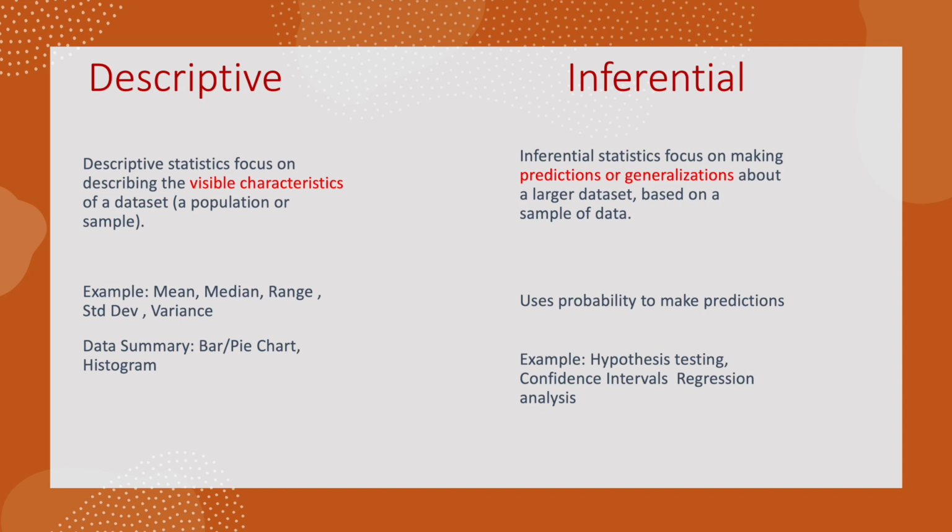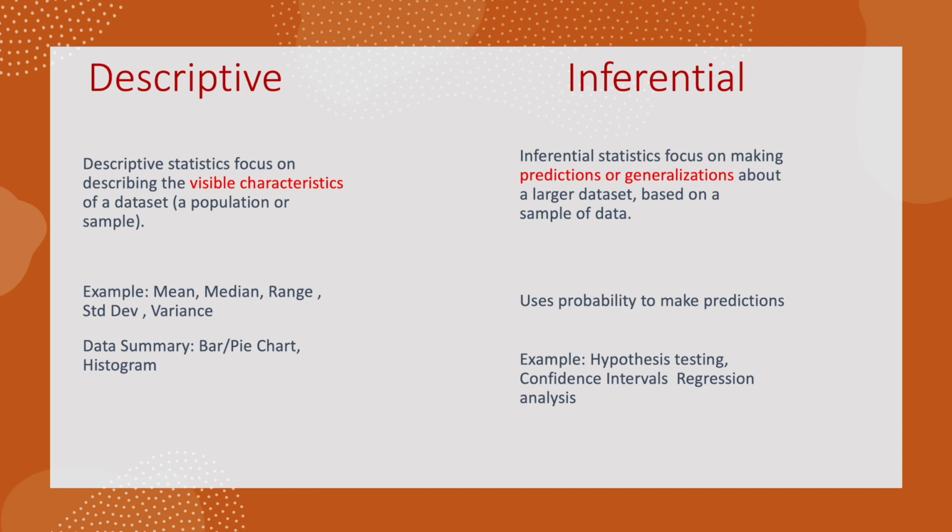While in inferential statistics, let's say we have 10 numbers, and if somebody asks you to predict the 11th number, how will you do the prediction? You'll use probability to make the prediction. You'll use some statistical tools to make those, right? If you have heard about terms like hypothesis testing, confidence interval, regression analysis, these things fall under inferential statistics.